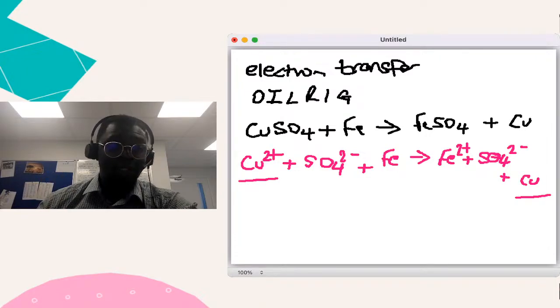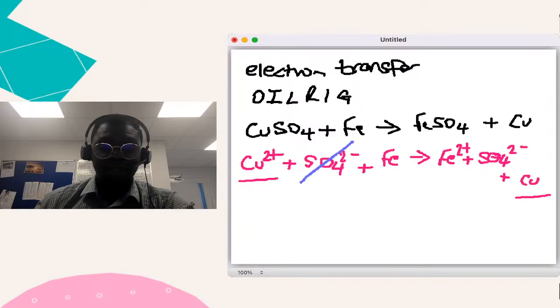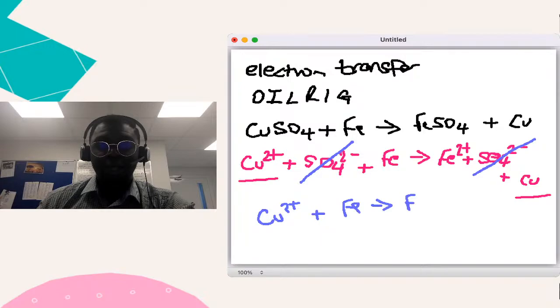And now what we can do is break up what are referred to as the spectator ions. The spectator ion here is clearly the sulfate, because SO4 2- is the same on both sides. That's not really changed. So actually, the key reaction is Cu2+ plus Fe gives you Fe2+ and Cu. Now that looks quite odd, doesn't it?